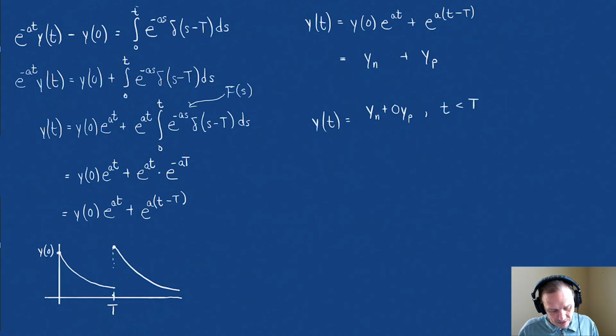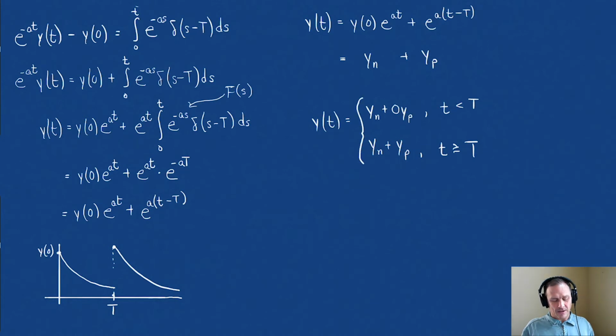Okay. Then it gets this boost, and it becomes y null plus y particular, and that is when your time is greater than or equal to capital T. So, oh, this is clever. Look at this. Look at what we just did.